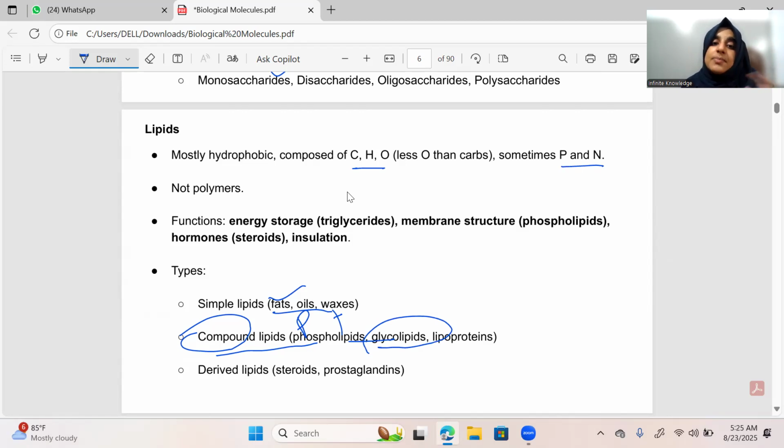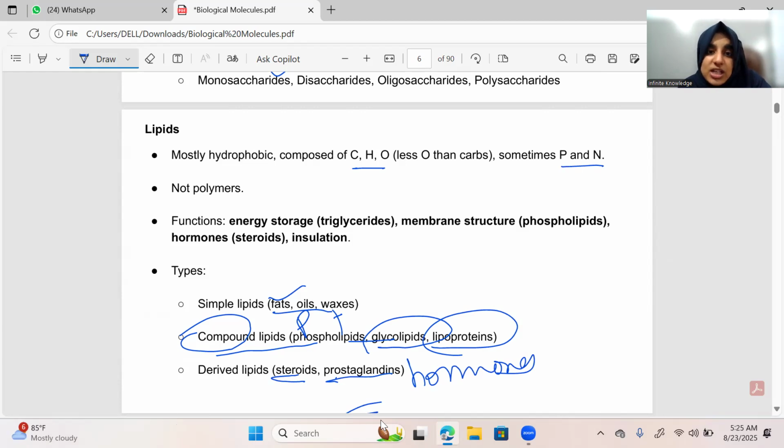Glycolipids, glycogen plus lipids; lipoproteins, lipid plus protein. Then we have derived lipids, which are not simple. These are converted from one form to another, which are steroids and prostaglandins. We are going to study both of these. And what are they? These are hormones. Okay, steroids are hormones, right?